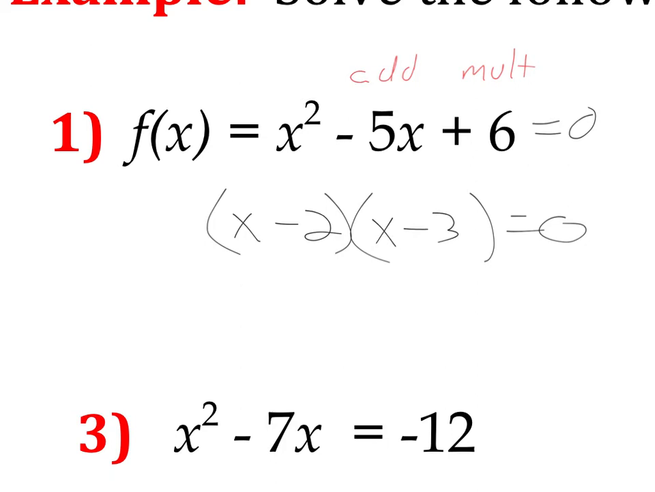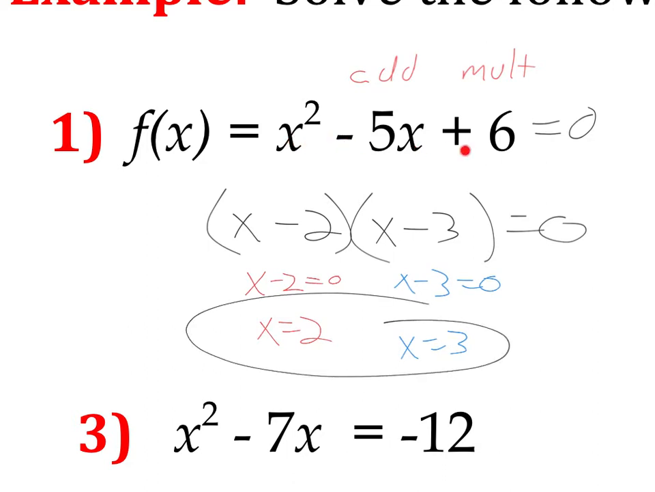Now, according to the zero product property here, I've got a product of two factors that equals 0. So one of these two, or maybe both, has to be 0 if the overall product is 0. So that means x minus 2 is equal to 0, meaning x would equal 2. Or I could say x minus 3 is 0, which means x would equal 3. Either one of these two numbers would be solutions to this equation right here. If I plugged in 2, I'd get 4 minus 10 plus 6. Yeah, that's 0. If I plugged in 3, I'd get 9 minus 15 plus 6, also going to be 0.